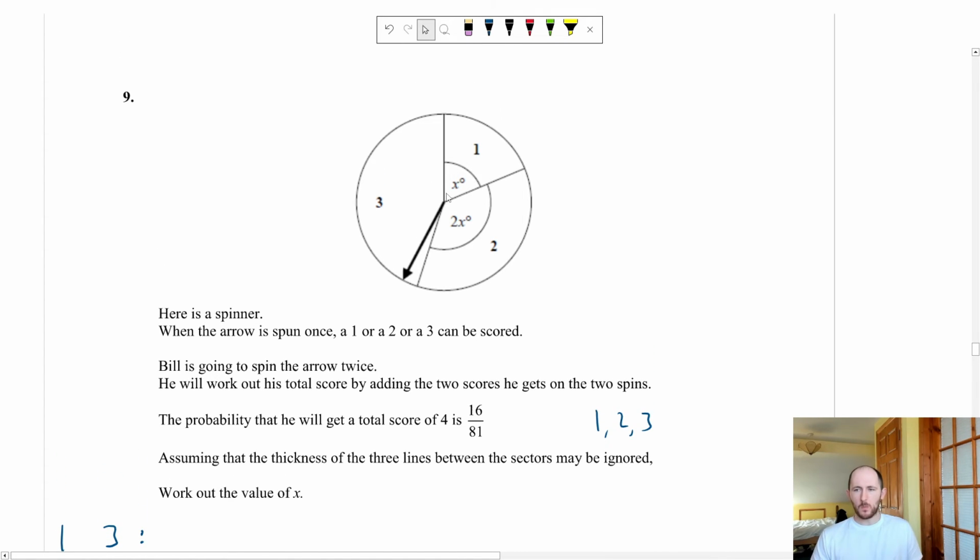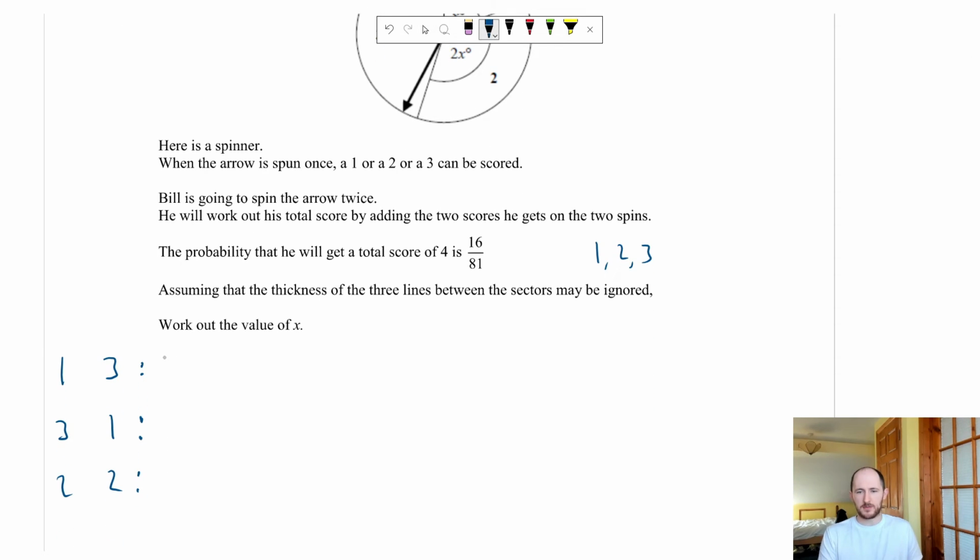So, what would the probability of, let's say, getting a 1 be? Well, it would be the angle associated with 1 over the total angle in a circle. So it would be x over 360.